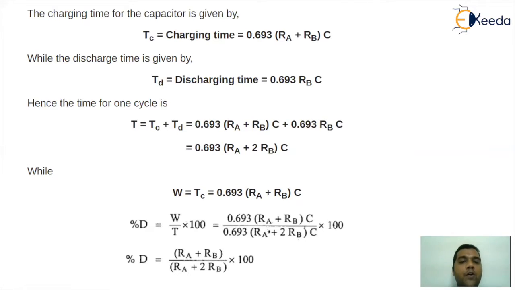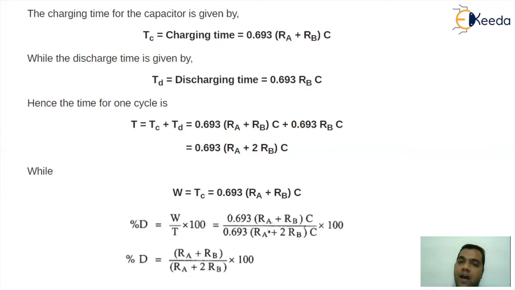So now when I talk about the duty cycle, it is basically a ratio of the on time with respect to the total time. The on time is basically the charging time. So when I take the ratio, I get the duty cycle equation as (RA plus RB) divided by (RA plus 2 RB) into 100. If your observation is very sharp, you can clearly observe from the equation that the charging time period will always be greater than the discharging time period, and that's the reason the default duty cycle for this circuitry will be greater than 50%.